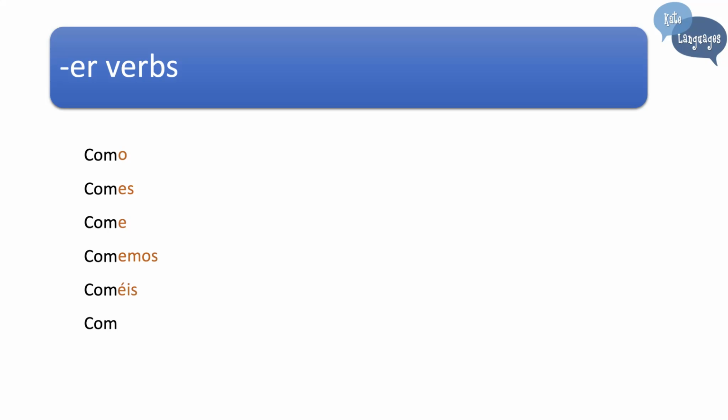Vosotros coméis. Vosotros or vosotras is you, informal plural. Coméis. Y finalmente, comen. Comen. They eat. Or ustedes. And ustedes is you, plural, formal. But it's the they form of the verb. Okay, so to go through it again. Yo como, tú comes, él, ella, usted come, nosotros, nosotras comemos, vosotros, vosotras coméis, y ellos, ellas, ustedes comen.